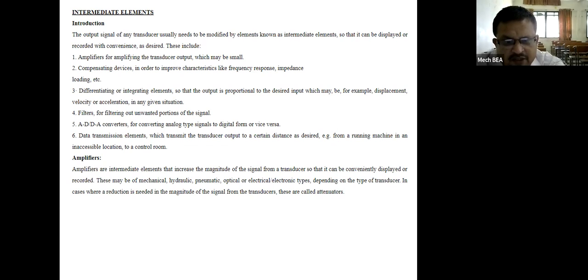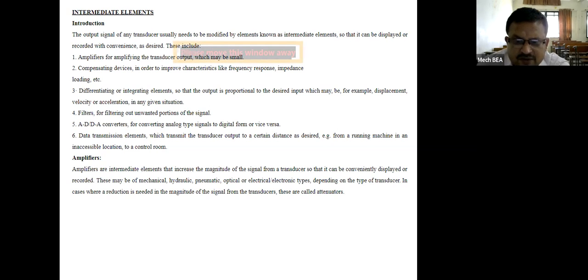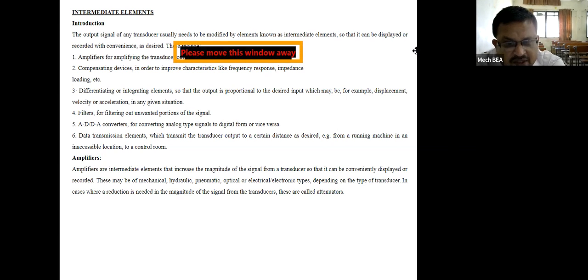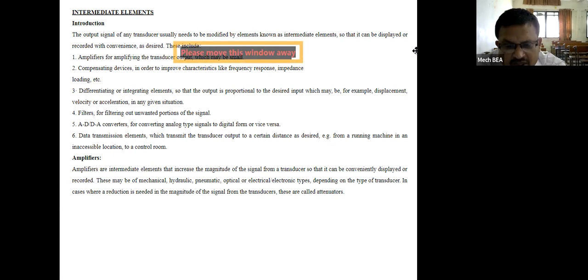Data transmission elements transmit the transducer output to a certain distance as desired, for example, from a running machine in an inaccessible location to a control room. Amplifiers. Now, first of all, we'll say amplifiers. Amplifiers are intermediate elements that increase the magnitude of the signal from a transducer so that it can be conveniently displayed or recorded. These may be of mechanical, hydraulic, pneumatic, optical, or electrical or electronic types, depending on the type of transducer. In cases where a reduction is needed in the magnitude of the signal from the transducers, these are called attenuators.